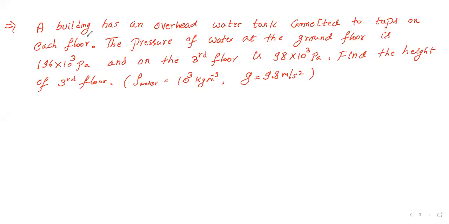Now, here is a building that has an overhead water tank connected to taps on each floor. Basically like an apartment kind. It has many floors, right? So it is connected to every floor through the taps. The pressure of water at the ground floor is given. It is always greatest at the ground floor, as we know that. And on the third floor, the pressure is 98 into 10 power 3 Pascal. See, at the third floor, it is a little less compared to the ground floor.